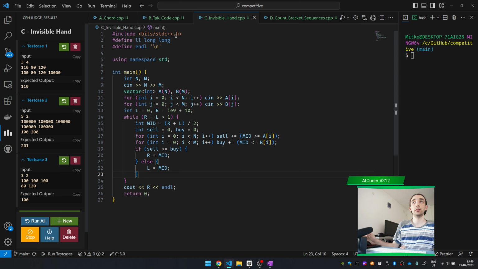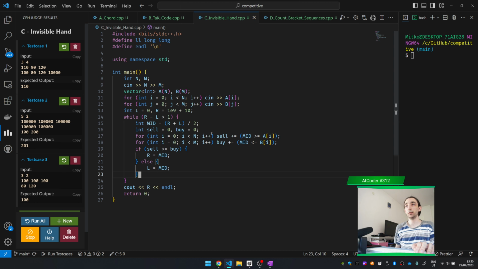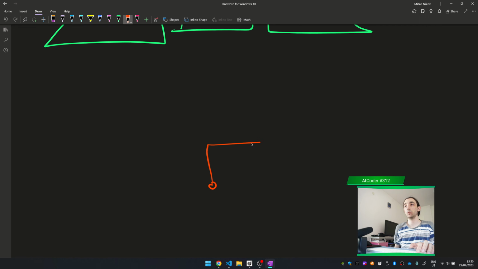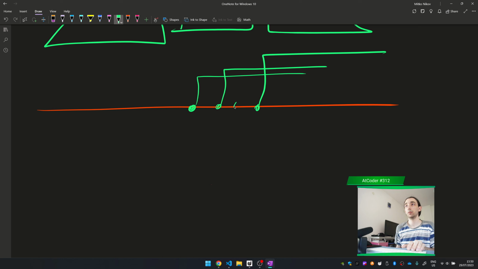C was the same kind of simple problem. The trick here is that C is monotonic. Some people will sell the product for at least some amount of money. So let's say the money is on a number line, right? And some people will start selling the product from here, and some people will buy the product at most this much.